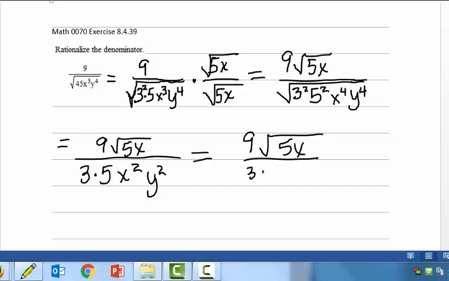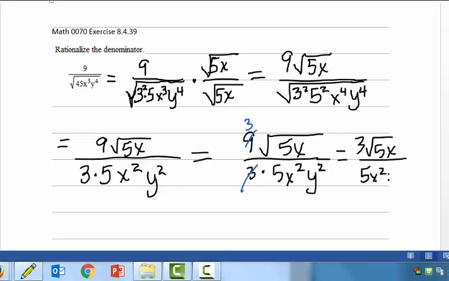squared times y squared. And I do need to write it in simplest form. This 3 divides evenly into this 9 3 times. So my final answer is 3 square root 5x over 5x squared y squared.